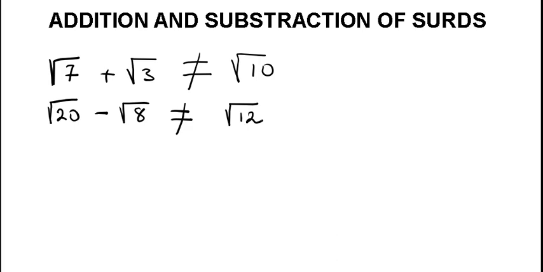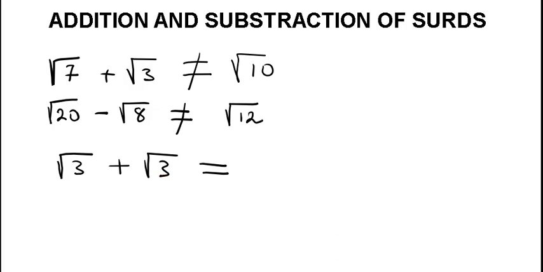Now, let's check when the numbers in the roots are the same. For instance, we have root 3 plus root 3. In this case, you are free to add. Why are you adding? You are adding because the numbers in the roots are the same. Here we have root 3, and here we also have root 3. Therefore, you can add root 3 plus root 3.